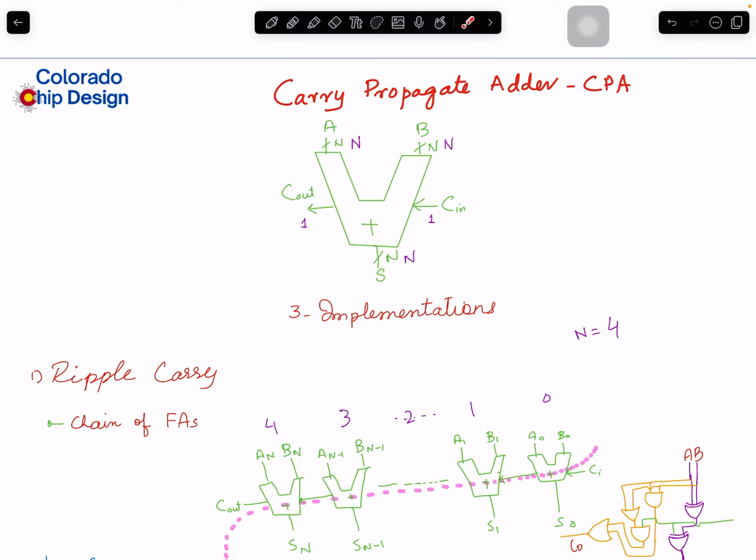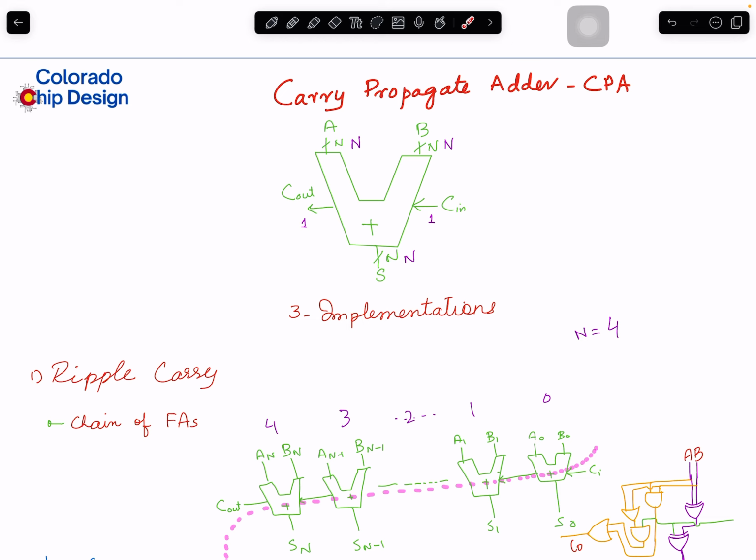In the last video, we started adders and we looked at the carry propagate adder. Today we will do a little bit of revision of that, and we will look at the disadvantages of the ripple carry adder, the problems, the issues, and how we can improve that adder with a carry look ahead type of structure. So let's get started.